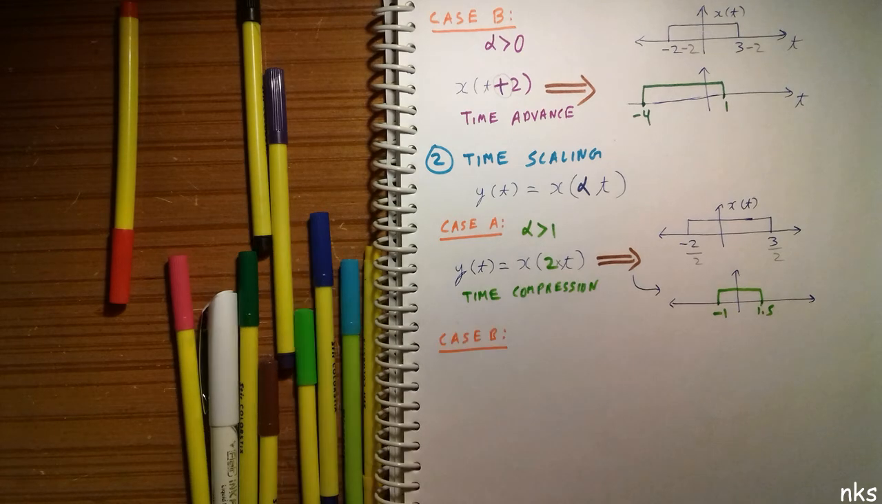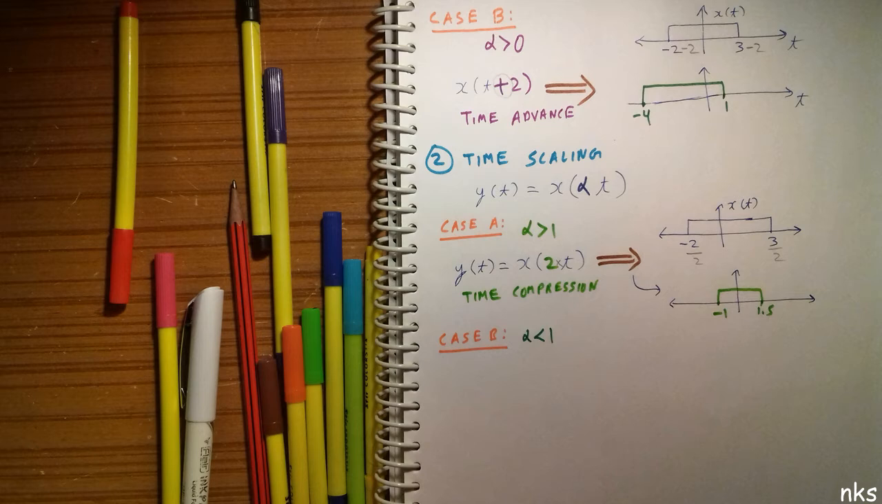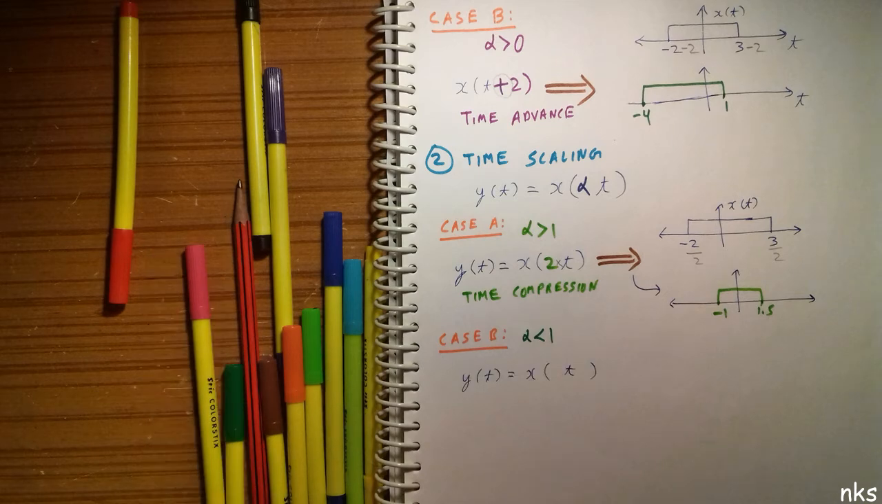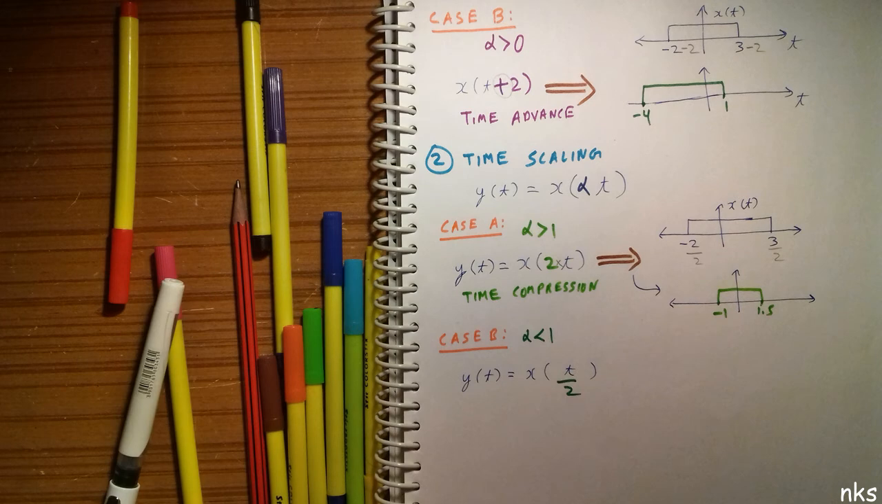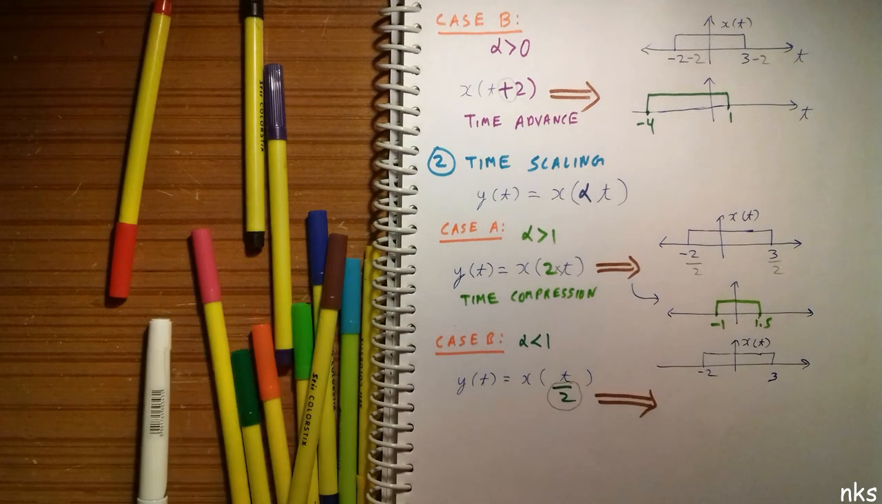Now case B. Alpha is less than 1 and greater than 0. Remember this. So y of t is equal to x of t by 2. So what is alpha here? 1 by 2. So here it is division. So in the original signal, I will multiply by 2. Minus 2 into 2, 3 into 2.